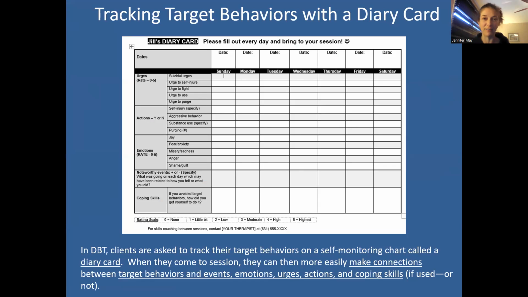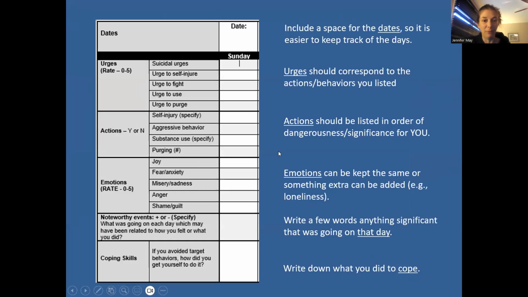Okay, so in DBT treatment, just putting it out there, it's important to have clients do a diary card, which is like a self-monitoring sheet to keep track of how you're doing day to day. And it also helps you understand what happened on the days where target behavior did occur. So when you look back on the week, you could see, all right, what are my urges? What actions did I do? What emotions was I having? What were some significant events or triggers that happened that day? And what coping skills might I have tried, if I tried any? And looking at the connections between all those things is also very informative in terms of understanding the target behavior.